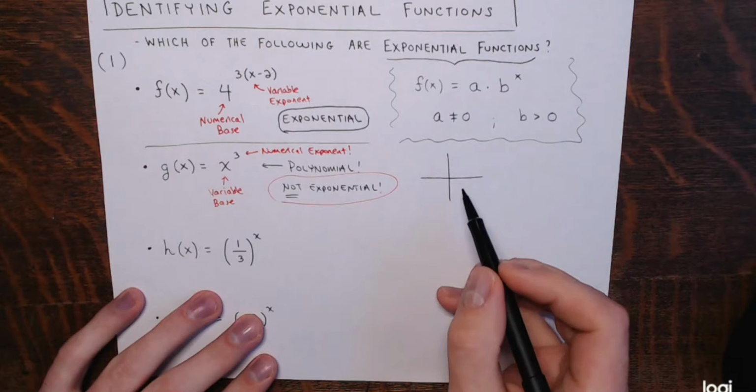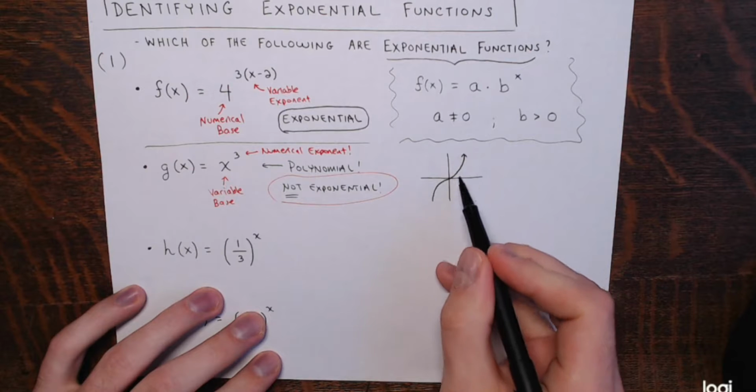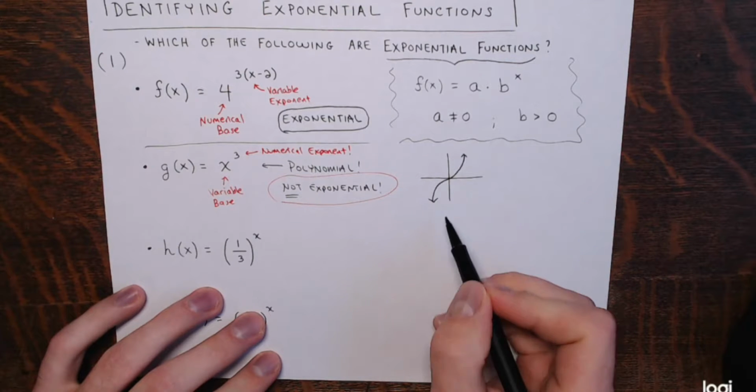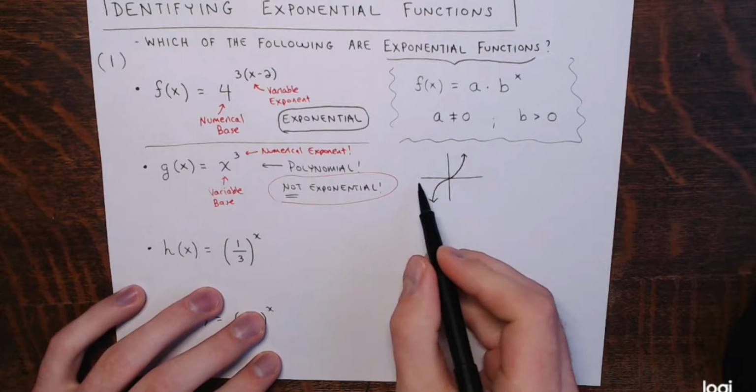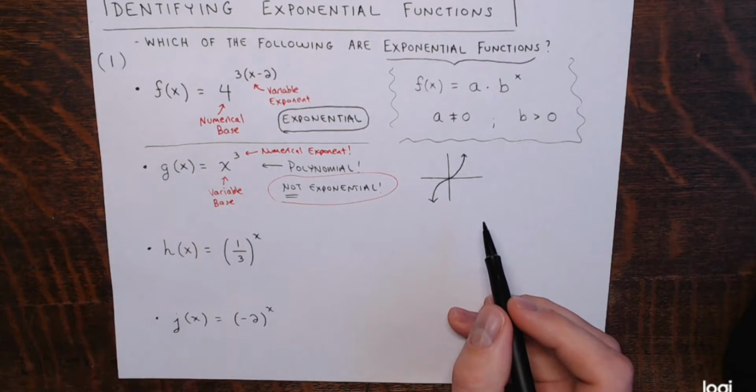You could also tell from the graph. I won't go to Desmos for this one. You should know what this looks like, right? Remember, f of x equals x cubed looks something like this. The domain is all real numbers, but the range is also all real numbers, right? But that's not going to happen for an exponential function, right?